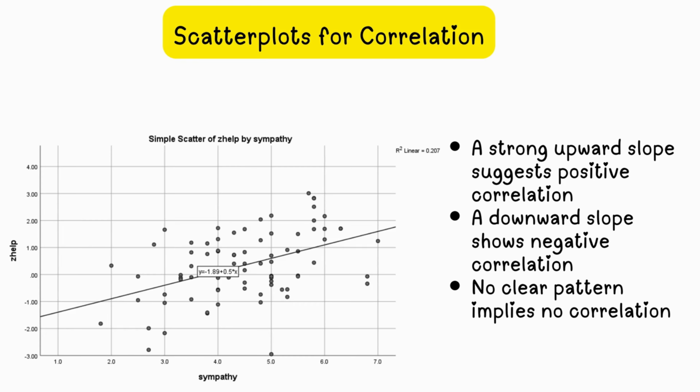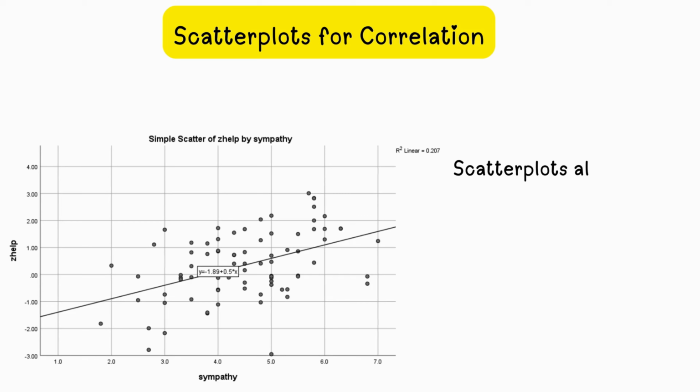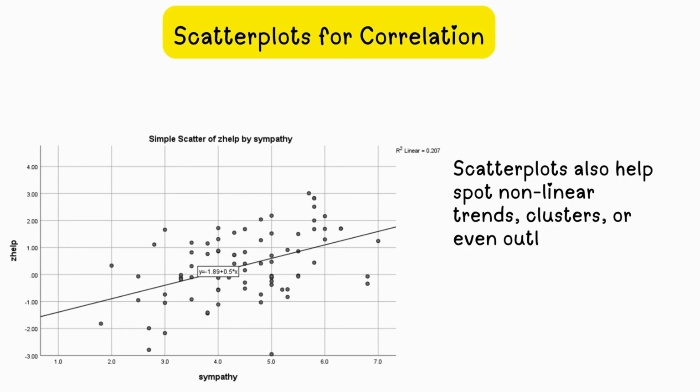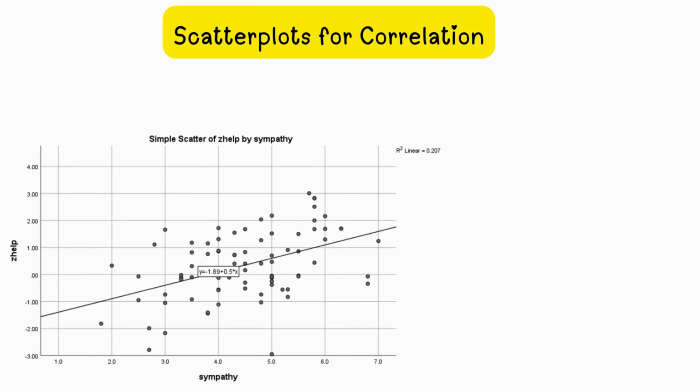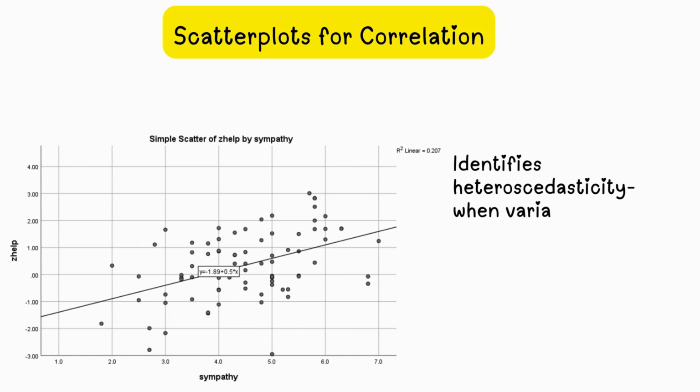But scatter plots also help spot nonlinear trends, clusters, or even outliers. That means points that do not follow the general trend. Another use of scatter plots is to identify heteroscedasticity. That means when the variability of the variables increases or decreases across values, which is important in regression analysis. We will walk through sample data sets later to understand what different patterns look like and what they tell us.